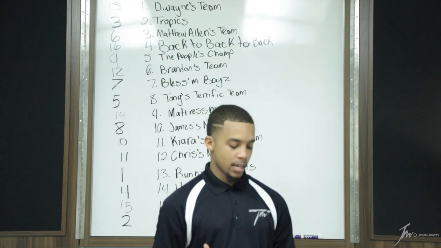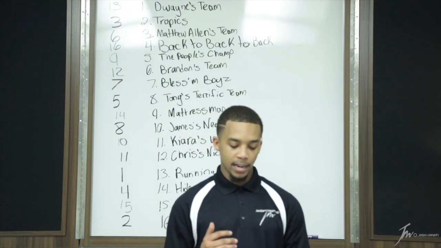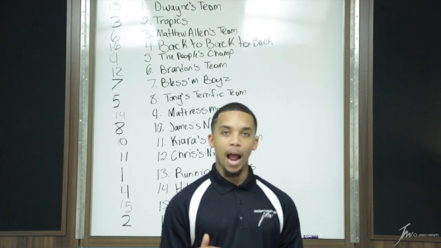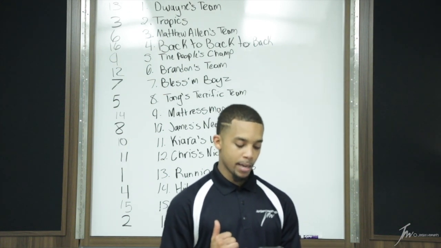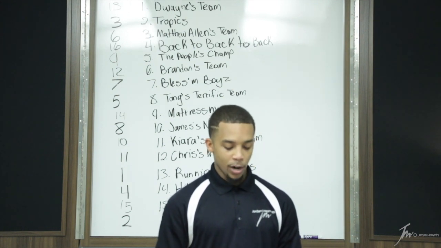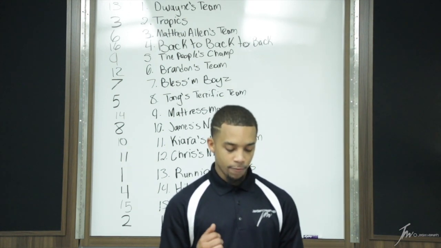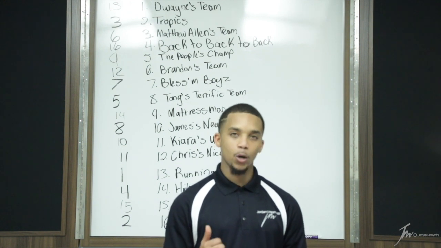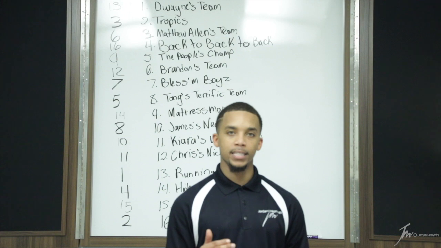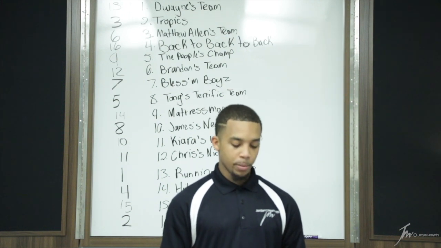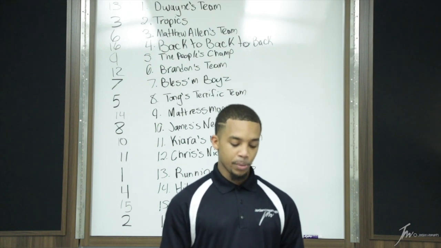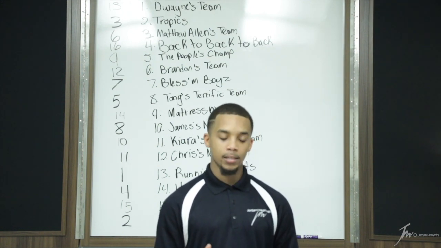For the first pick in the 2018 $120 Fantasy Football League Draft, the first pick goes to Running Brackets. The second pick in the draft goes to Jag Nation. The third pick goes to Tropics. The fourth pick goes to Go Zeke. The fifth pick goes to Tony's Terrific Team. The sixth pick goes to Matthew Allen's team. The seventh pick goes to Bless 'em Boyz.